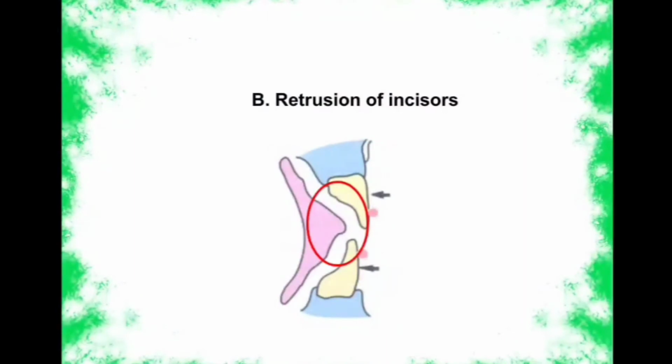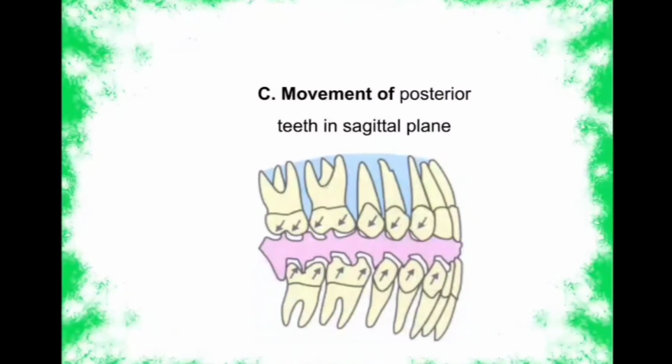Coming to retrusion of incisors, the acrylic is trimmed away from the lingual surface and an active labial bow is used to bring about retrusion of incisors. I repeat, for protrusion of incisors, we need to use passio-labial bow, but for retrusion of incisors, we need to use active labial bow. Coming to movement of posterior teeth in sagittal plane.